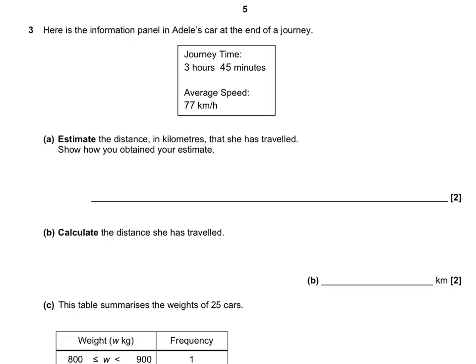But if I was doing this, I would say 3 hours and 45 minutes is pretty much 4 hours, and 77 kilometres an hour is pretty much 80 kilometres an hour. So to find a distance given time and speed, I just multiply the time by the speed that we've been travelling at. So 4 times 80 gives 320. And that will be kilometres.